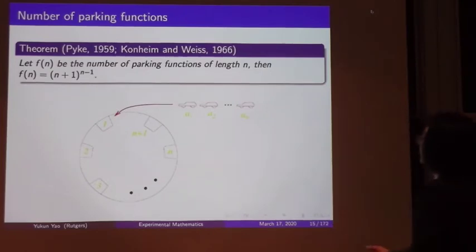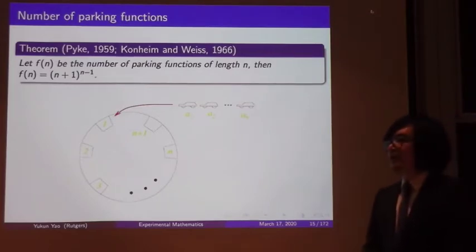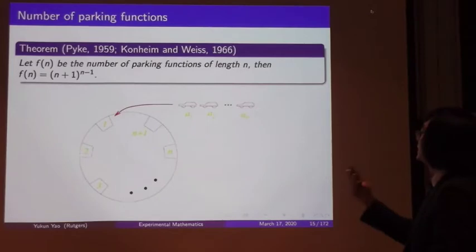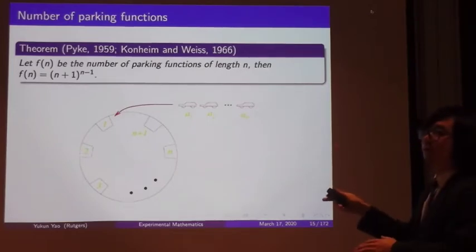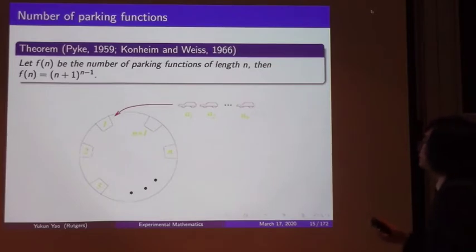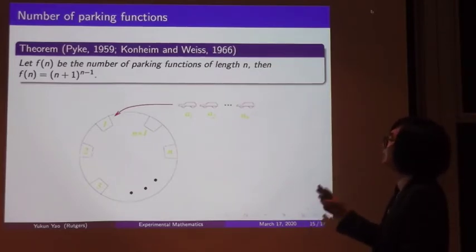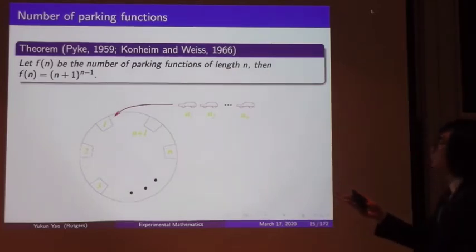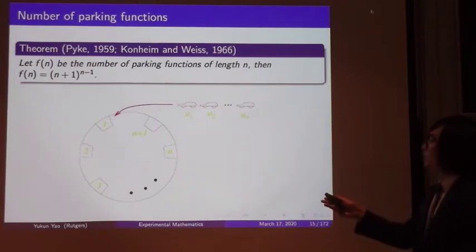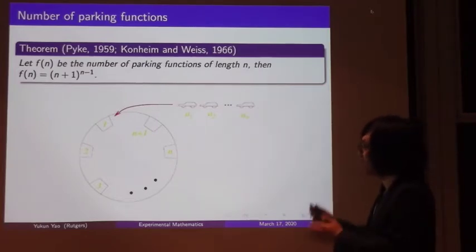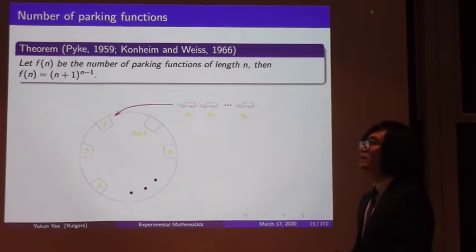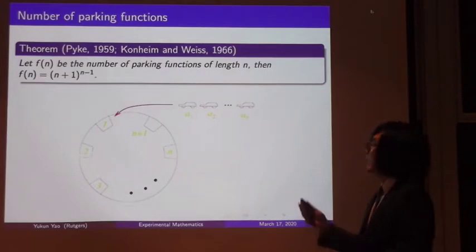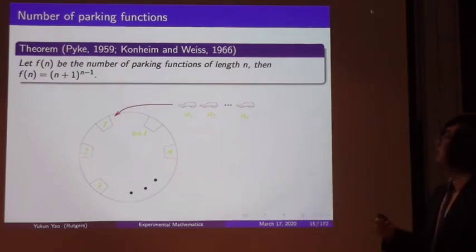So let's say the preference vector is a1, a2, up to an, and the empty space is j. Now let's consider a1+i, a2+i, up to an+i, where each number is taken mod n+1. In this case, the empty space will be j+i mod n+1. So it's just a notation. We consider i ranging from 0 to n. And among these n+1 preference vectors, exactly one of them is a parking function. So the answer is (n+1)^n divided by n+1, which is (n+1)^(n-1).